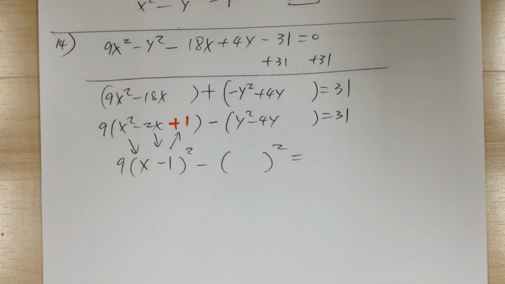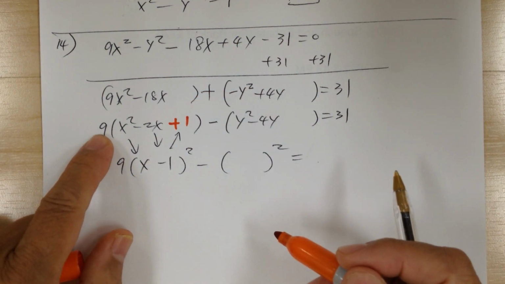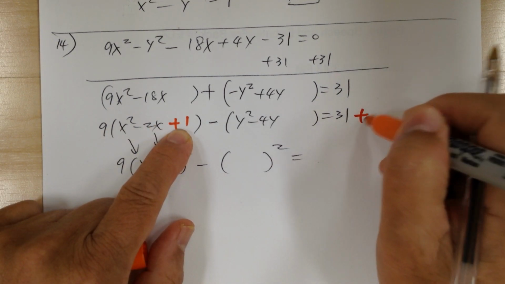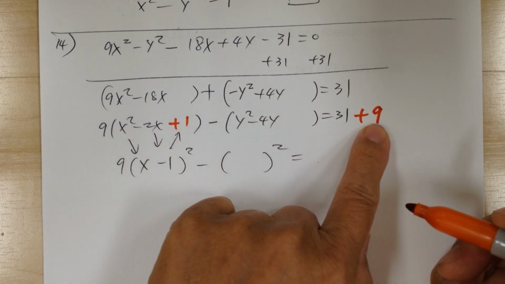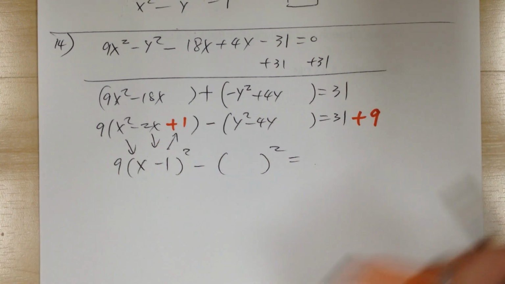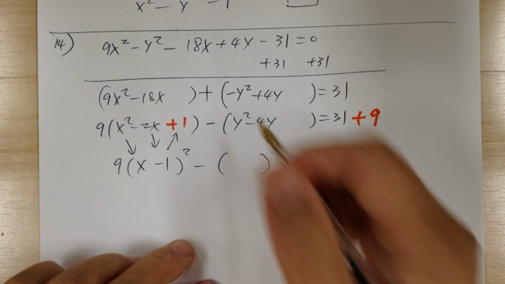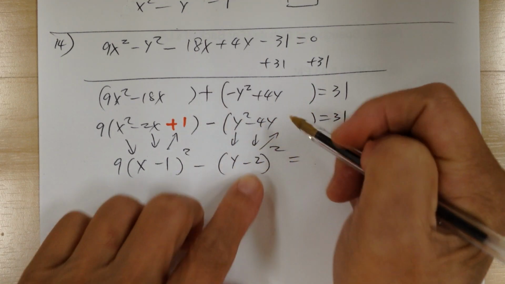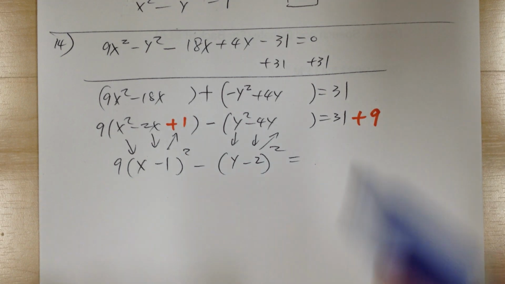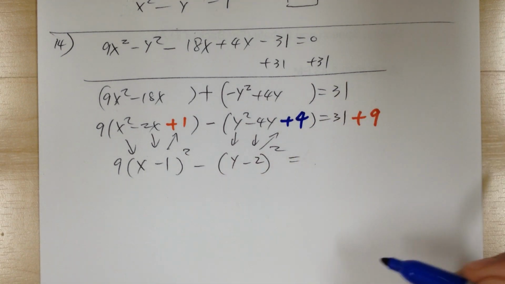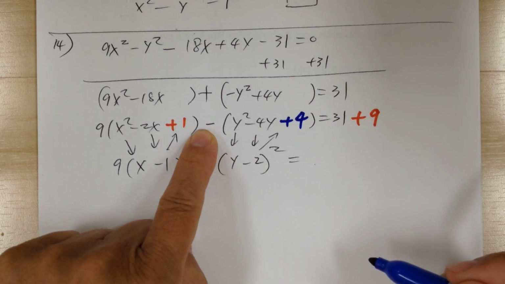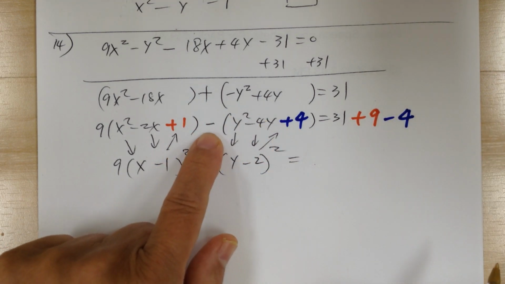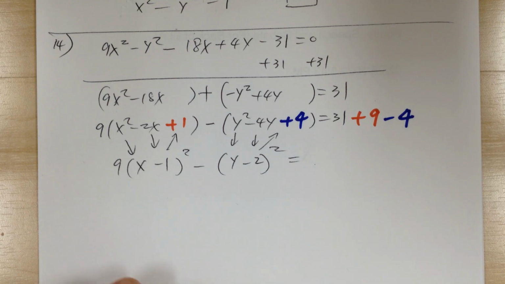Now over here, notice there's a 9 in front, so 9 times 1 will give you plus 9. So don't just put down plus 1, because you have to multiply by 9. Now over here, again from here you get y, from here you get minus 2, and once you get a minus 2, you're going to get plus 4. Now there's a negative in front, so negative times 4 will give you minus 4. So you have to watch out for the things in the front, you have to multiply.